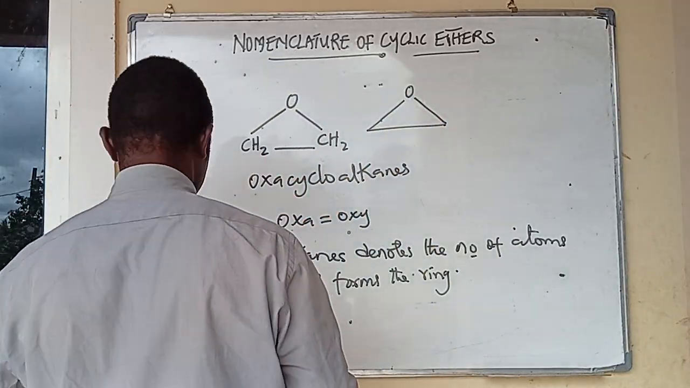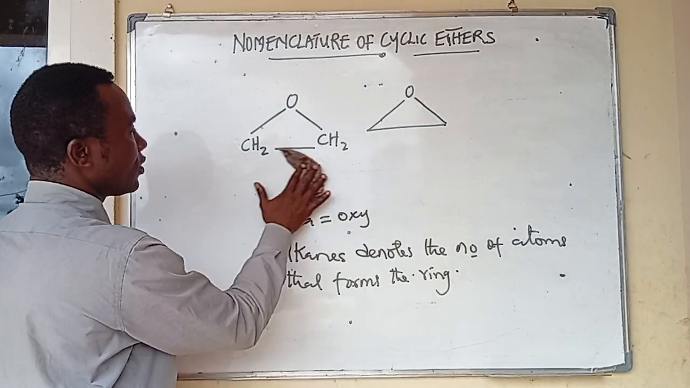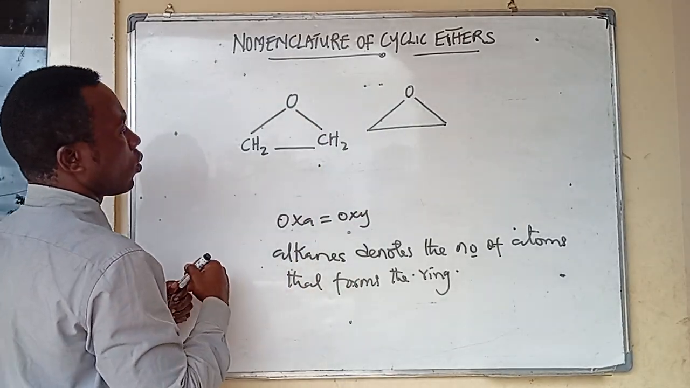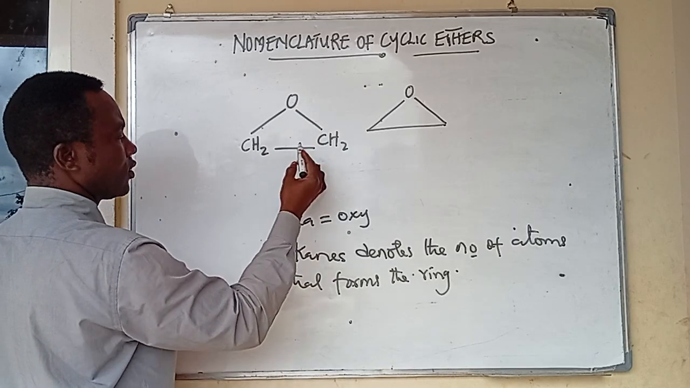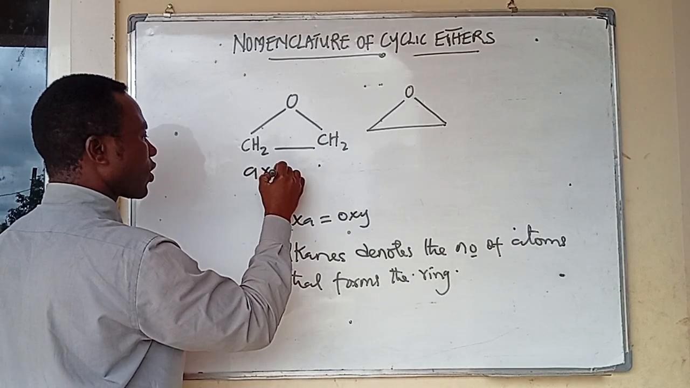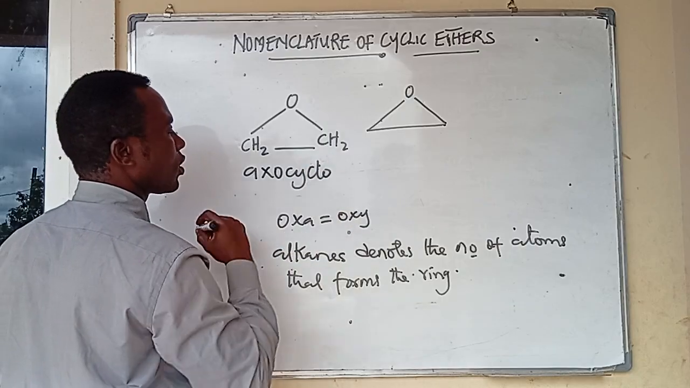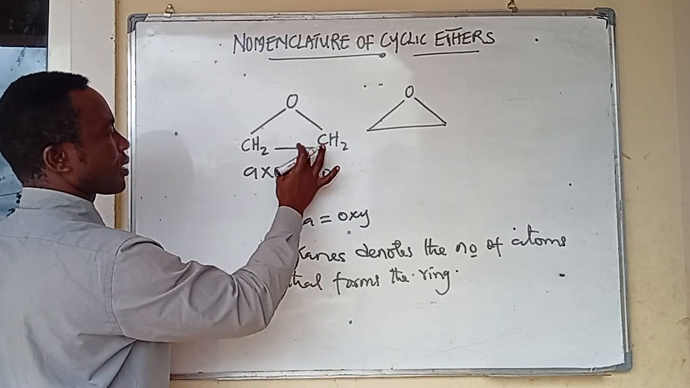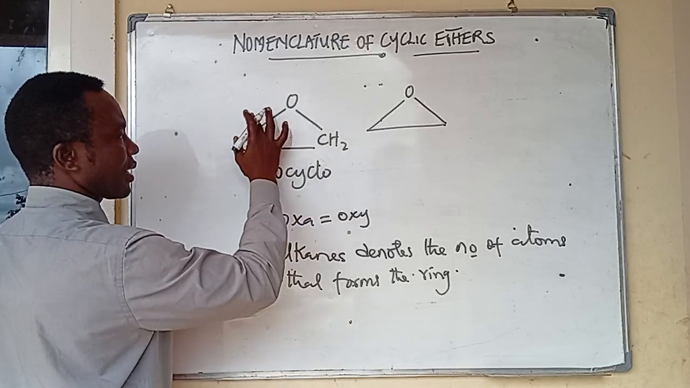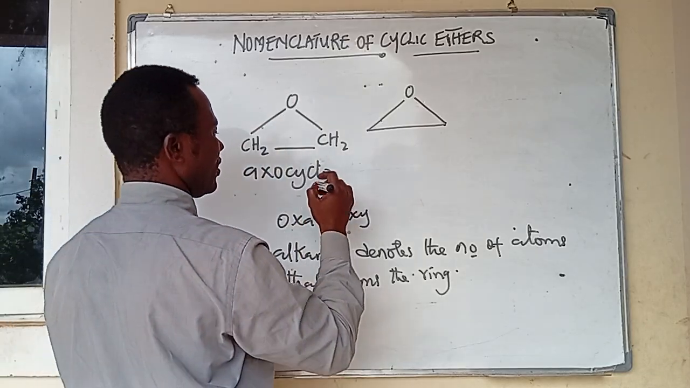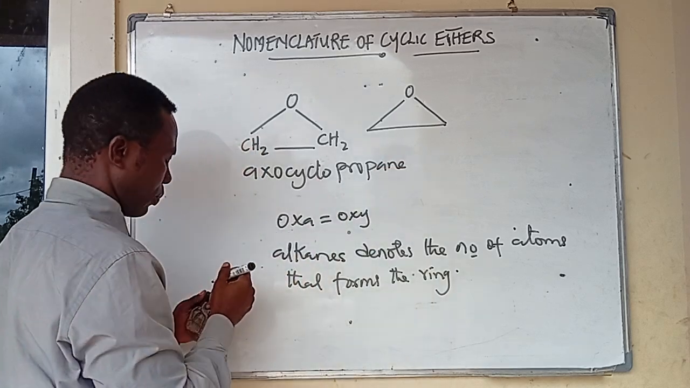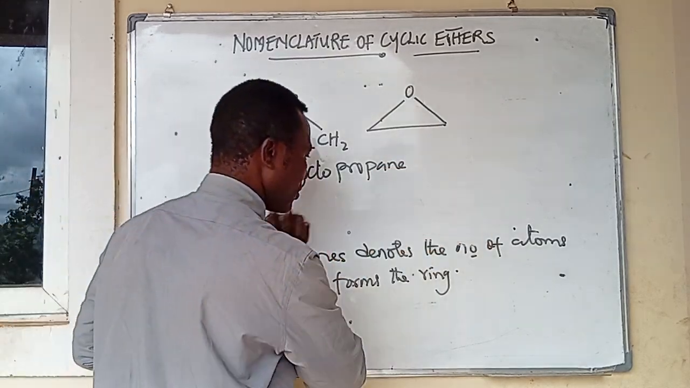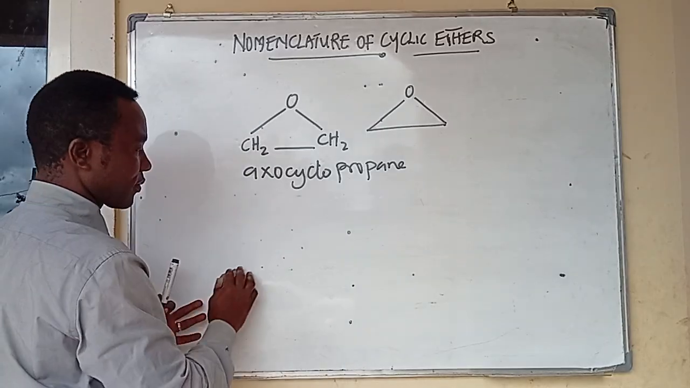That is to say that if we want to name this compound, we count the atoms that form the ring, which is 1, 2, and 3. So we name it as oxacycloalkane. Alkane with 3 atoms is what? Is a propane. So oxacyclopropane will be the least cyclic ether.